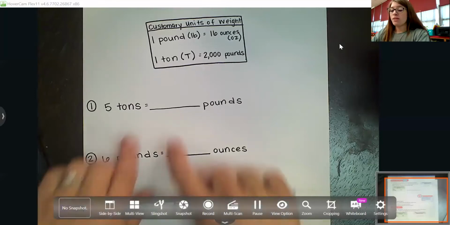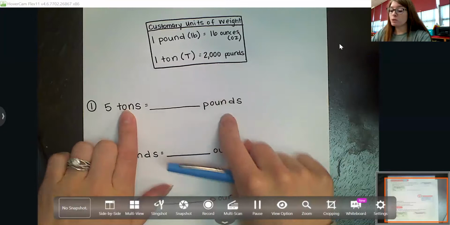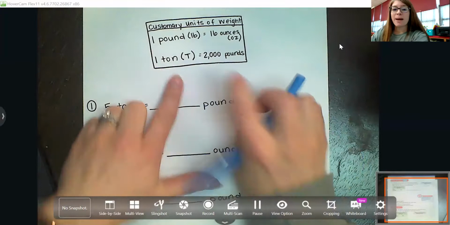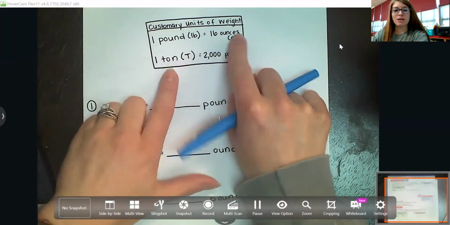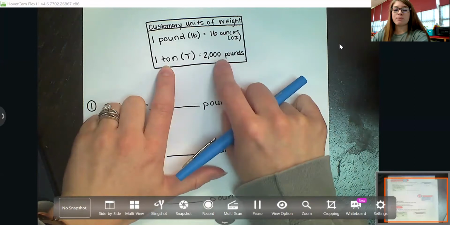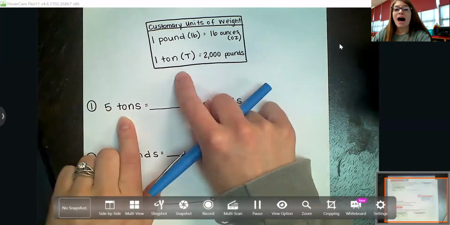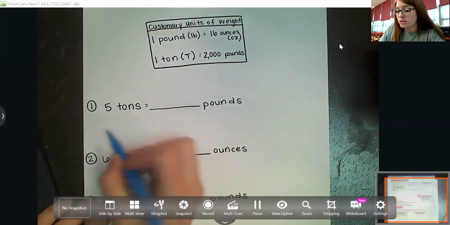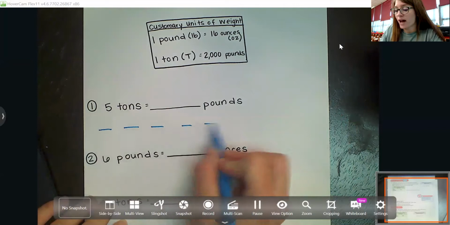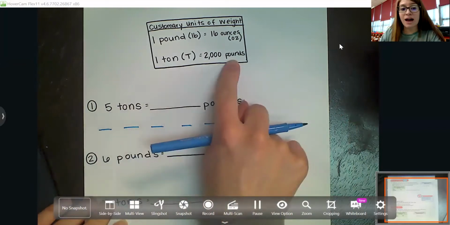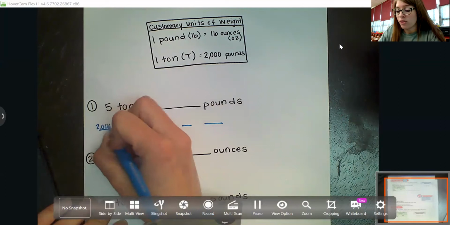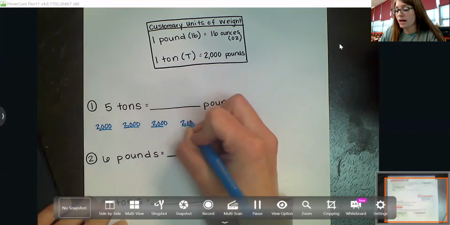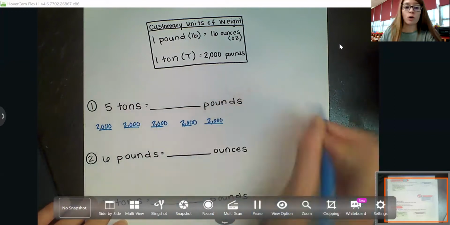So I know that I'm changing tons to pounds, which means I'm going to have to go up here and figure out which one of my conversions is going to help me. Pound to ounces is not going to help me. So I'm going to be using this ton to 2,000 pounds. So for every 1 ton, I have 2,000 pounds. So here we've got 5 tons. So 1, 2, 3, 4, 5. And for each one of those tons, I've got 2,000 pounds. This is just giving you a visual as to how these conversions work.